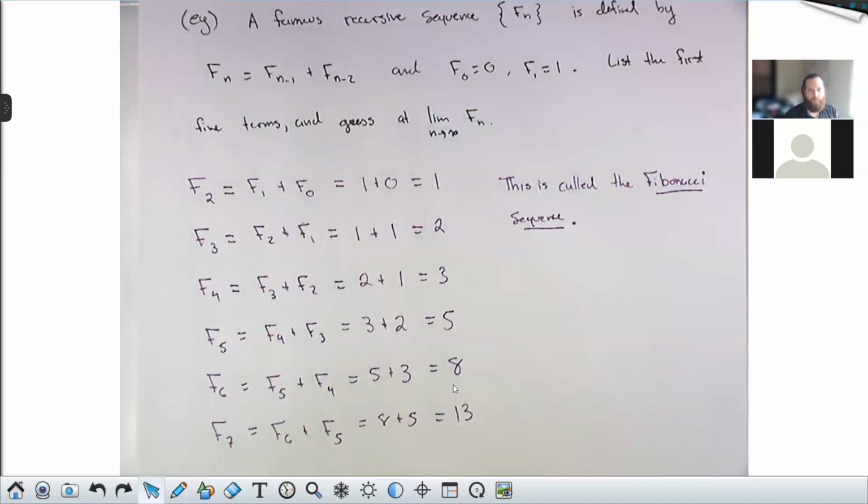Just looking at these guys. So of course the rule is, to get the next number, just add the two previous ones. So the next one would be 13 plus 8. So definitely an increasing sequence. Do we think it's bounded?